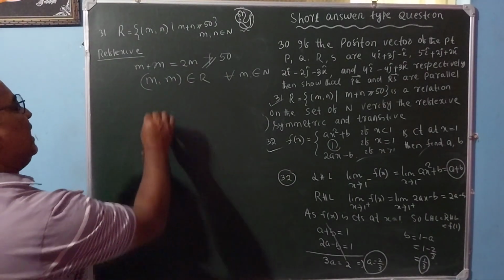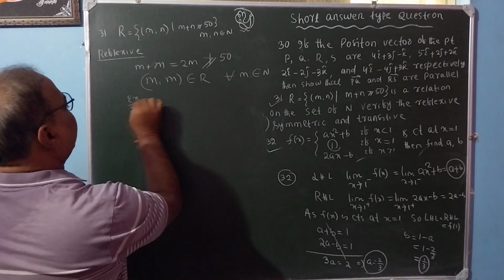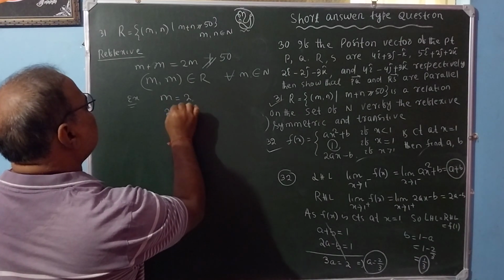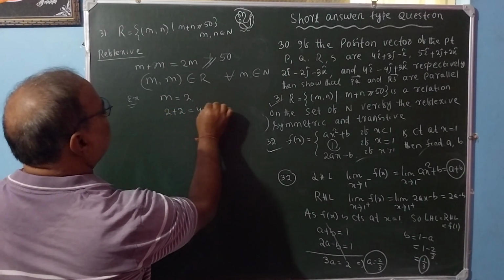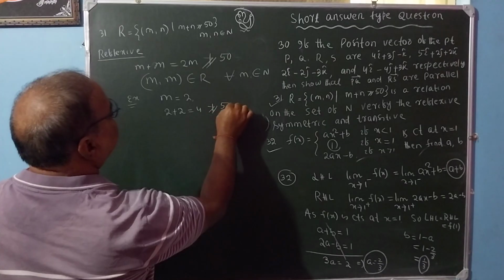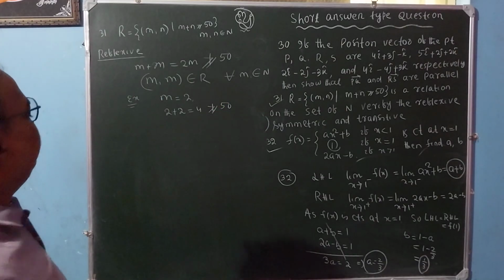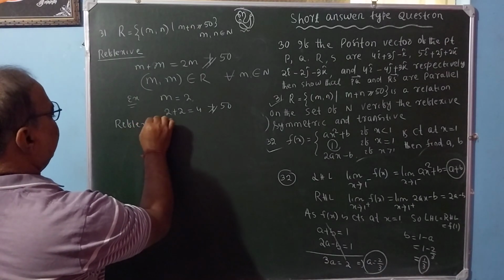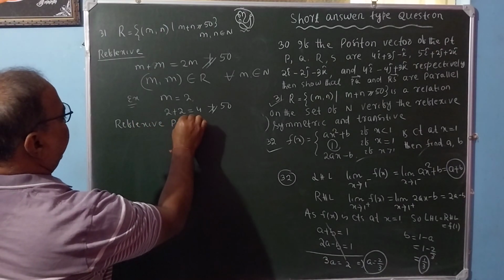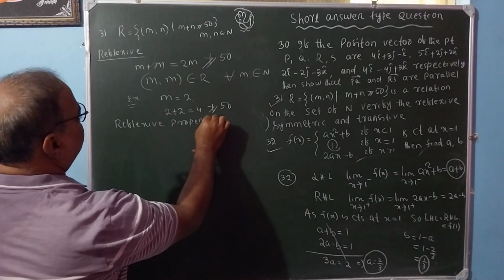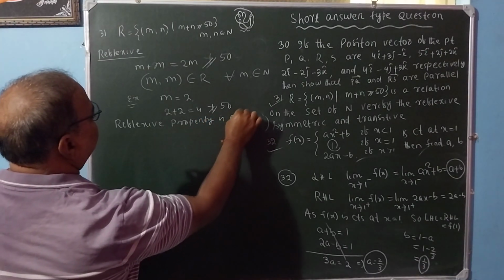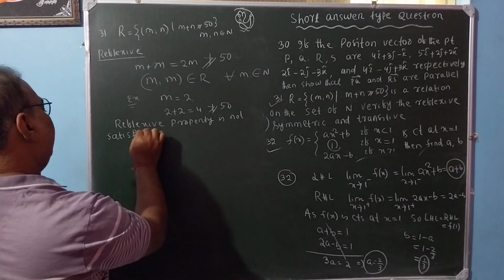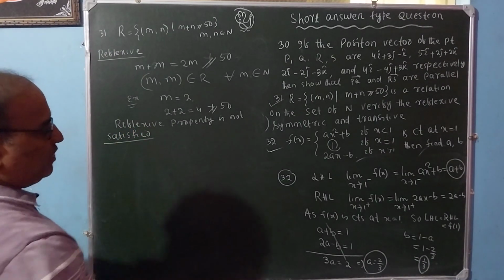For example, I am taking m is equal to 2. 2 plus 2, that is 4, which is not greater than or equal to 5. So reflexive property is not satisfied.